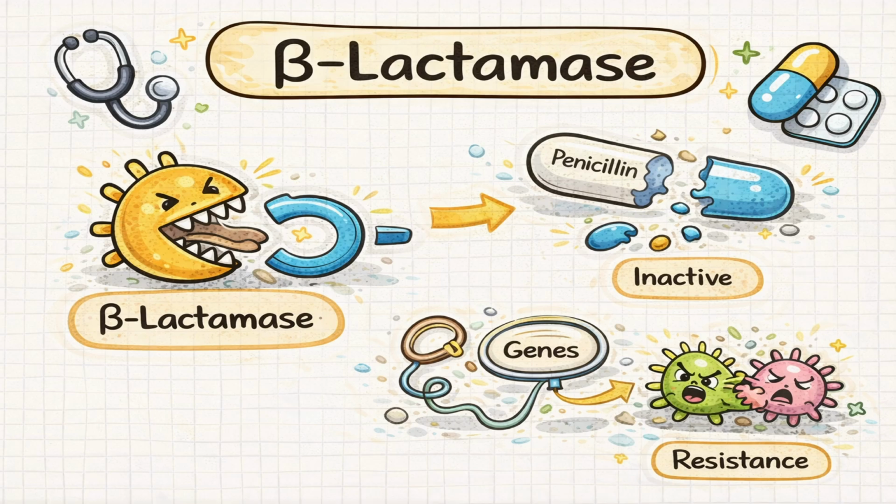Beta-lactamase is also called penicillinase. This is an enzyme that breaks the bacteria's beta-lactam ring, rendering penicillin inactive. Many bacteria carry these beta-lactamase genes on plasmids, which can be transferred between organisms. This is one of the reasons resistance can spread rapidly in healthcare settings.